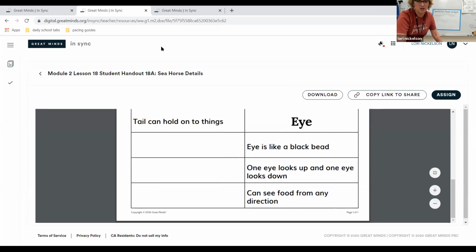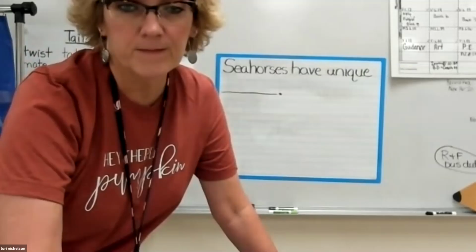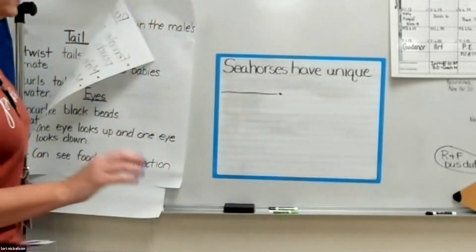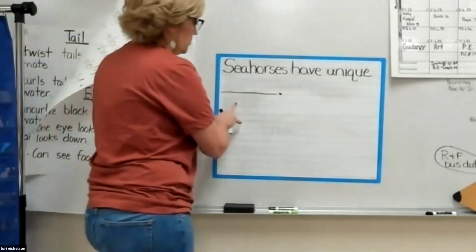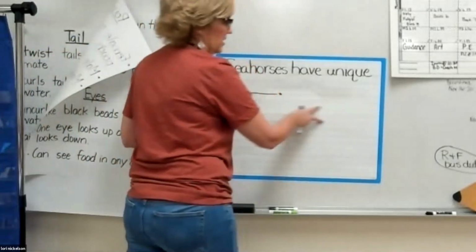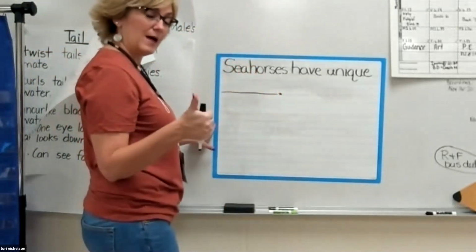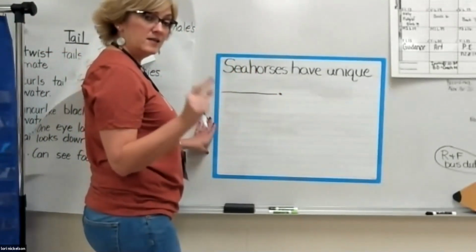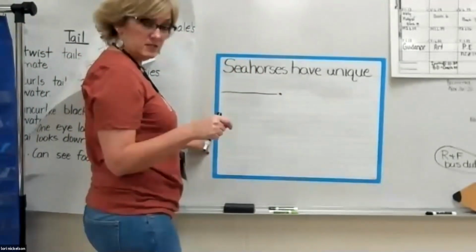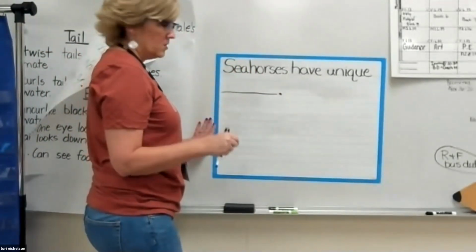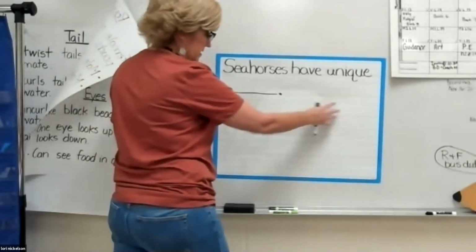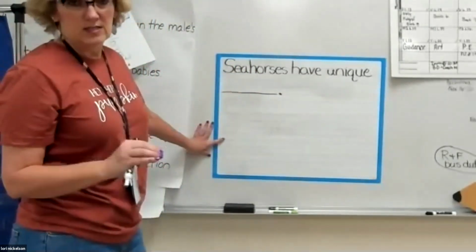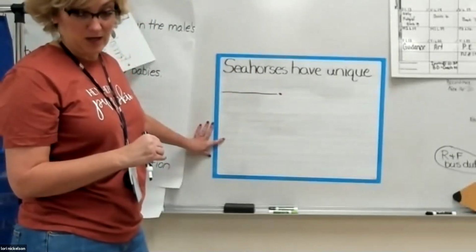All right, so I'm going to stop sharing. All right, so seahorses have unique blank. You're going to write your two sentences here. Make sure you have capitals, spacing between your words, and a period at the end of your sentence. All right? Once you've written those sentences, it's time to put our conclusion on. And our conclusion is going to be this sentence frame.